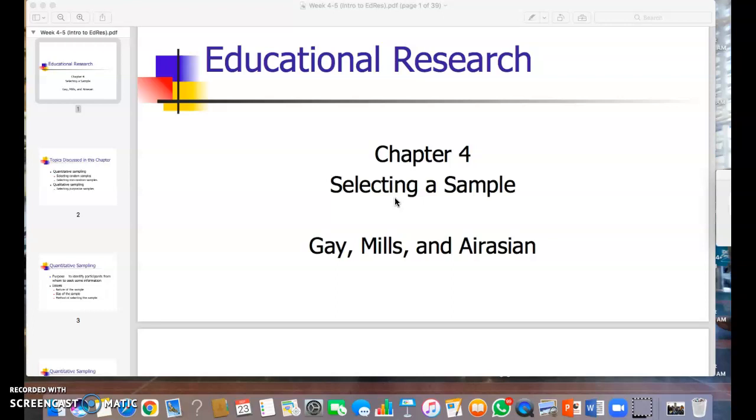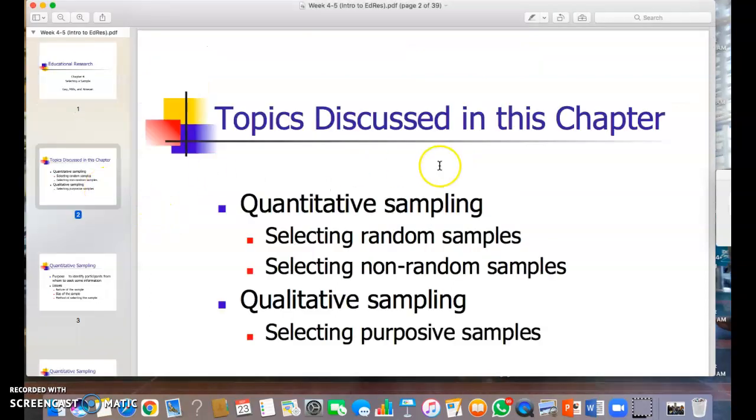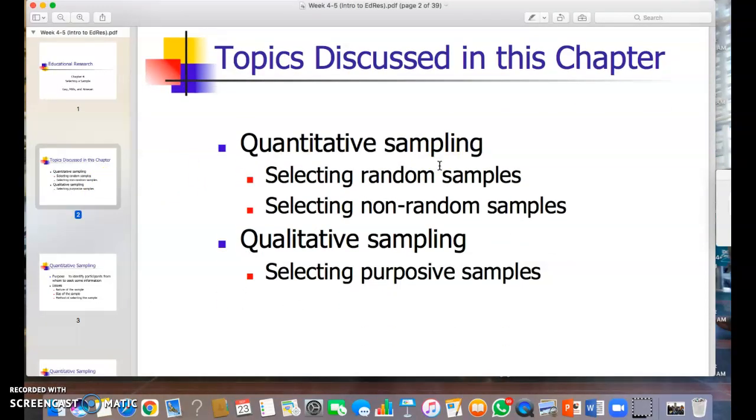This is the second video in selecting samples. In the previous video, I explained in Bahasa, so you can get a more insightful explanation. For this session, I'm going to tell you in English. The topic discussed in this chapter is quantitative sampling and qualitative sampling. In quantitative sampling, we have selecting random samples and selecting non-random samples, while qualitative sampling is selecting purposive samples.